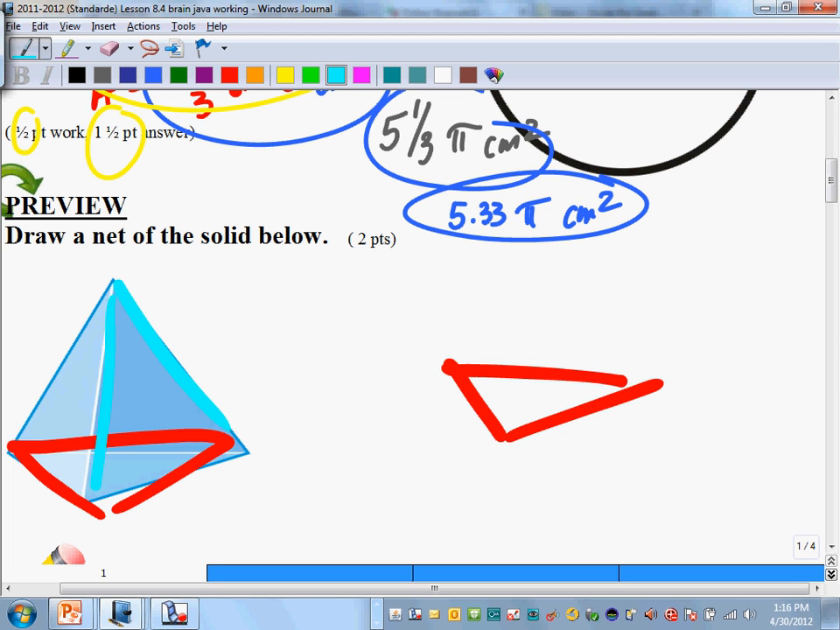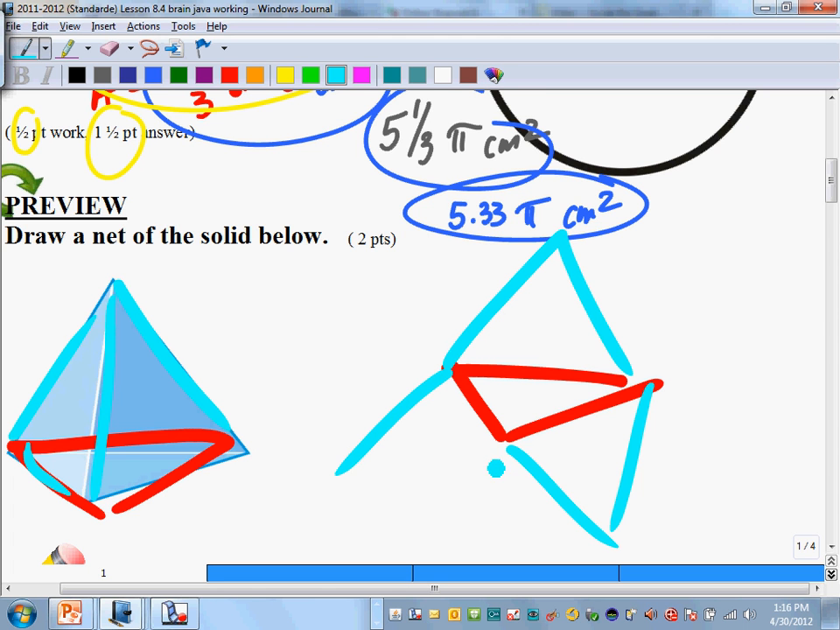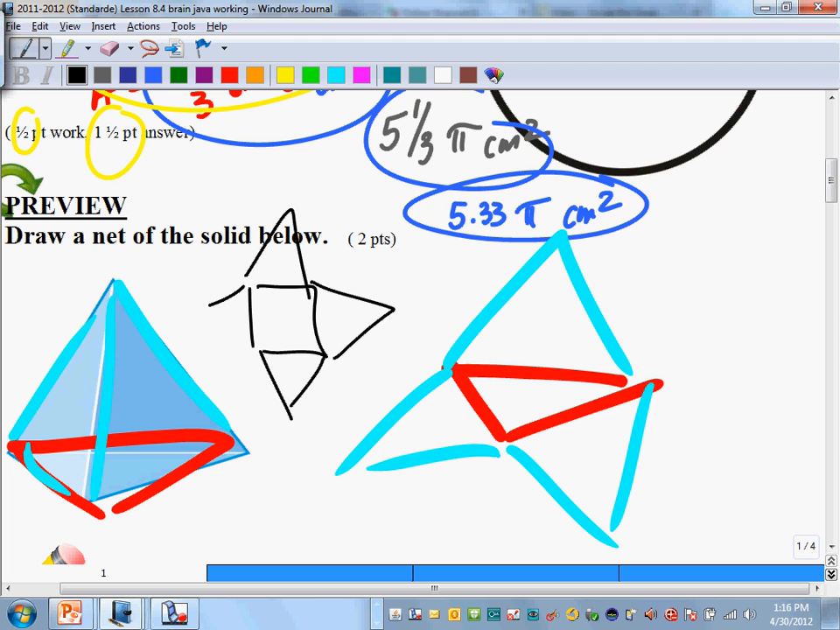Then you see that you have 1, 2, and 3 triangles. That's your net right there. 2 points. Let me tell you what's worth half credit. Some students believe that all pyramids are square-based and they drew this.